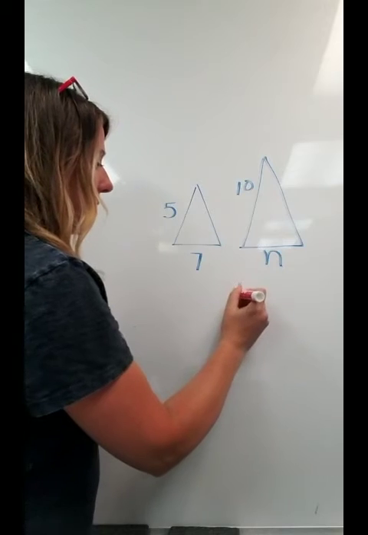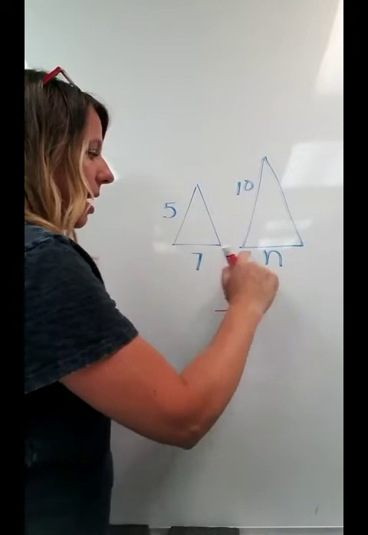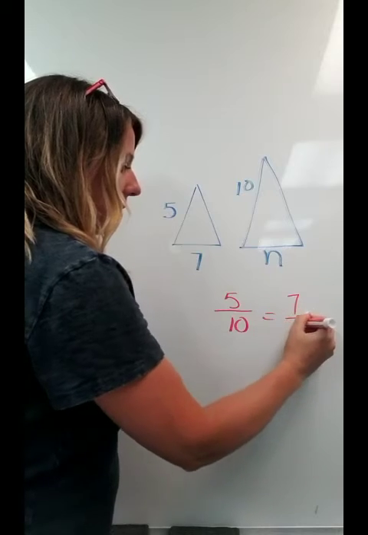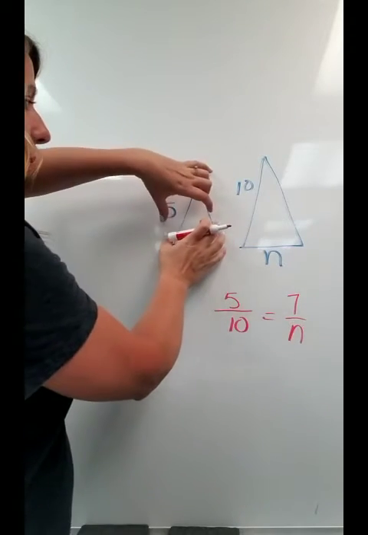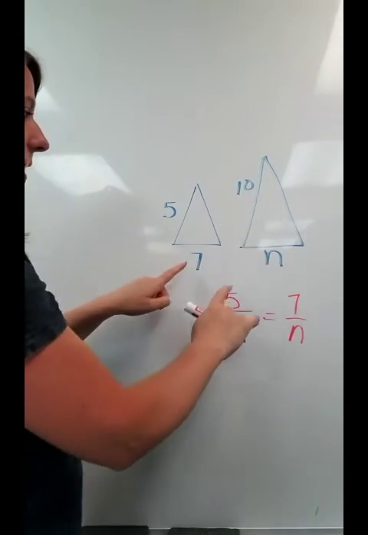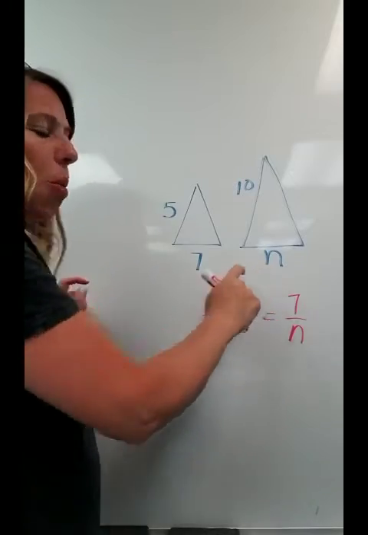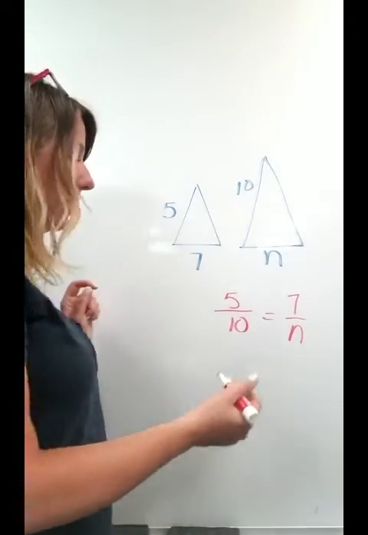So we have 5 over 10. 5 to 10 is the same thing as 7 to n. So we were just saying that we took this and we just stretched it and made it bigger. So 5 to 10 is the same ratio as 7 to n. So we need to figure out what that n is in this case, okay?